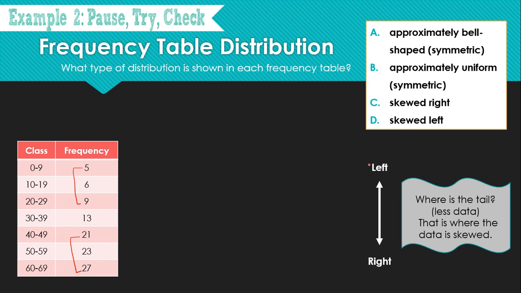So if I have much smaller values on the left side, those smaller numbers on my number line, that data is going to be skewed left. So that would be D, just like the one we just did.